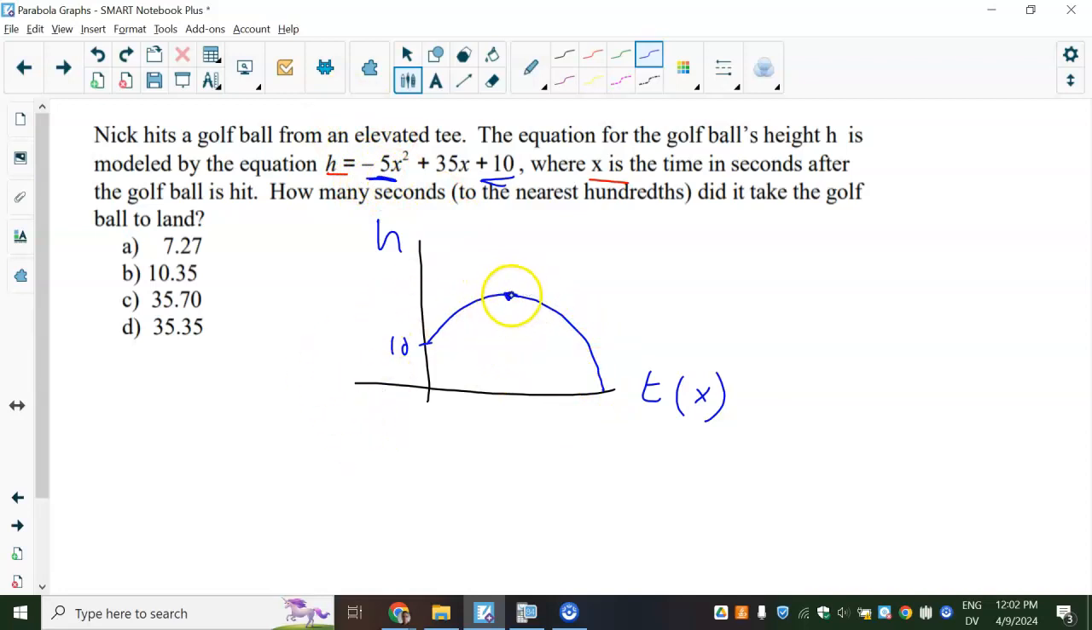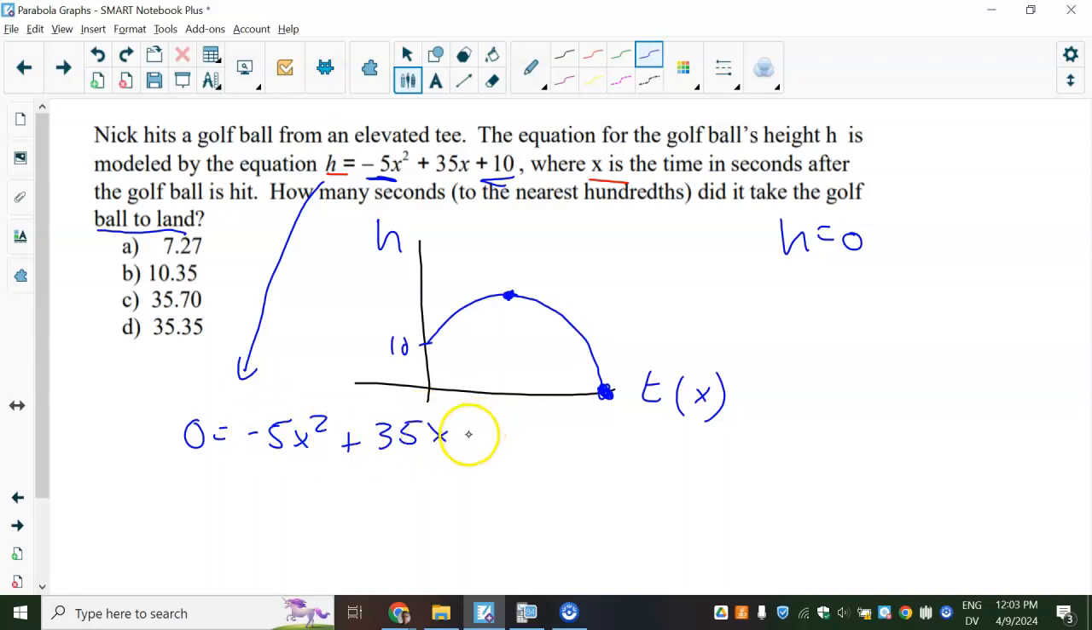It asks for the max height, we'd be finding the vertex, but that's not what it's asking. It says how long did it take to land? And basically, that's a height of 0. So it's going to land right here. There's a couple ways to do this. One is you can just go to this equation and put in a 0 for h. Then you're just solving a quadratic equation, which you could do with the quadratic formula. You could factor, you could graph. But you're basically trying to find the number for x that will make this height come out as 0.